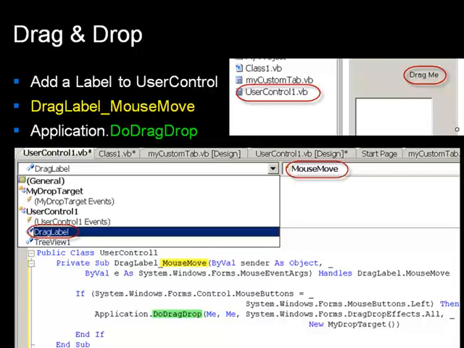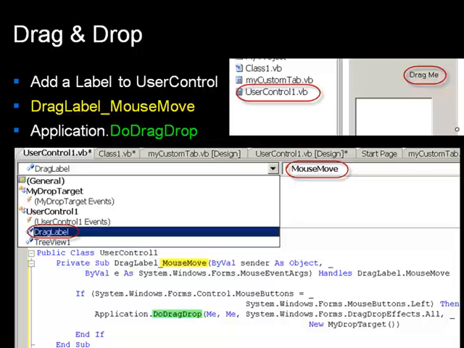You can set up a label on a user control that can be used by drag and drop to automate running a command. To do this, first add a label to the user control and then enable the MouseMove event for that label. In this example, the name of the label is called DragLabel.